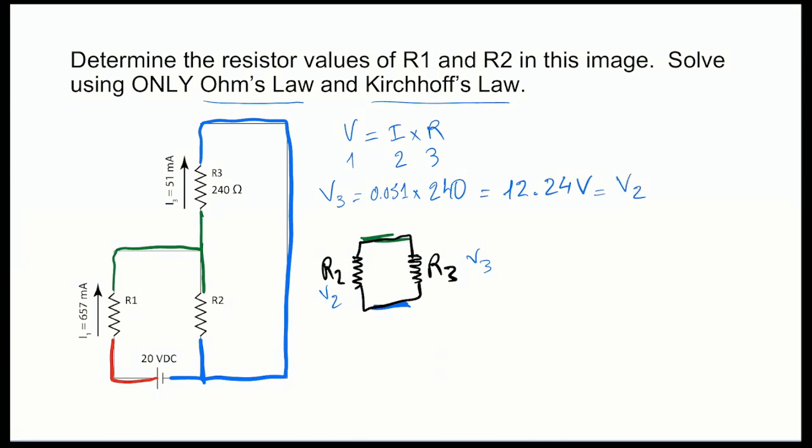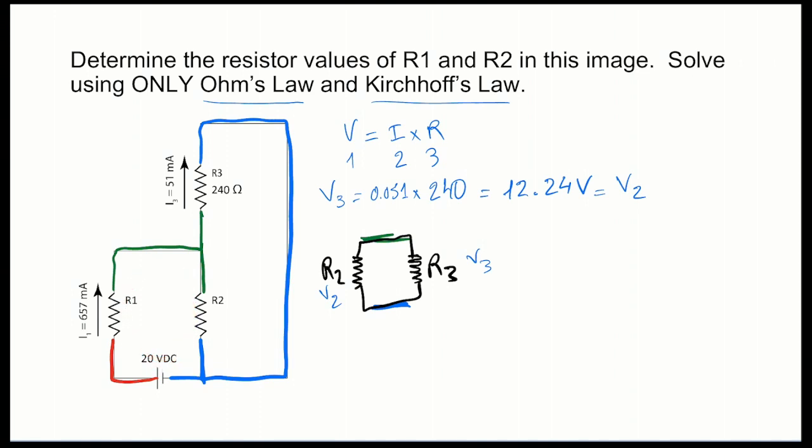Now, are R1 and R2 in parallel? Well, they share one node at one end, but they do not share a node on the other end, which means they are definitely not in parallel, and they are also not in series, which is interesting to say. But there is something else going on. We can use Kirchhoff's law in this loop.